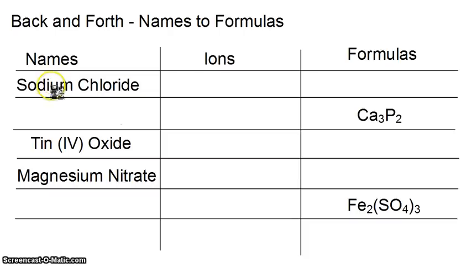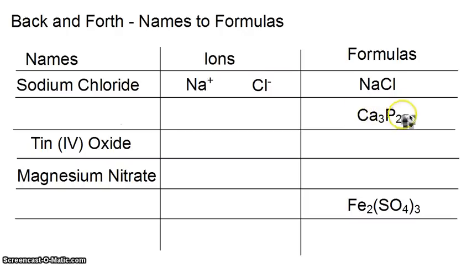When you have a name like sodium chloride, the first thing you need to do is decide what ions it's made out of. Sodium, going to the periodic table, is likely to be a Na plus ion, and chlorine is a Cl minus ion. I look at how they would fit together. Well, if they're 1 plus, 1 minus, I just need one of each. So the formula would be NaCl.